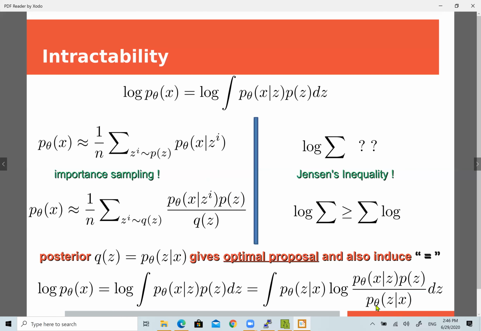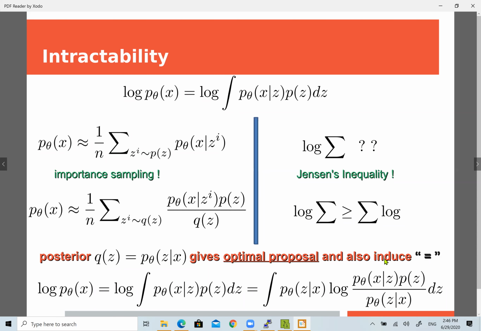And you can change the order of the integration and log. Because why? Because this is p theta of x. If you apply the Bayesian theorem, in the numerator, this is the joint distribution function divided by this posterior. This is p theta of x. Log p theta of x is a constant. Why? Because for a fixed x, p theta of x does not depend on z.